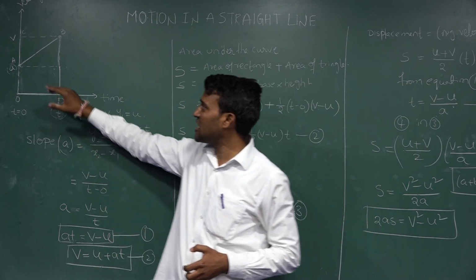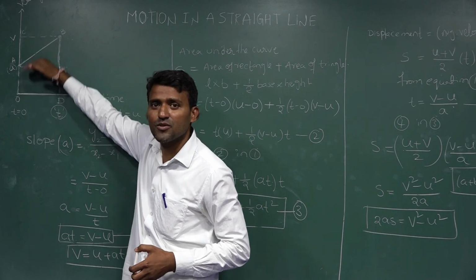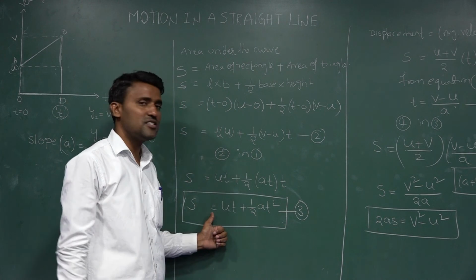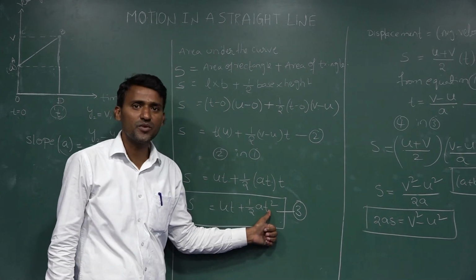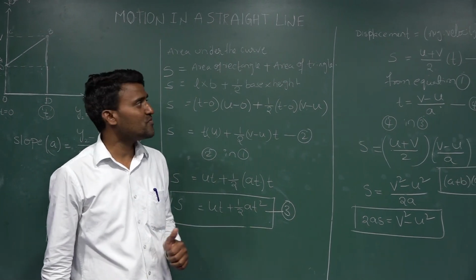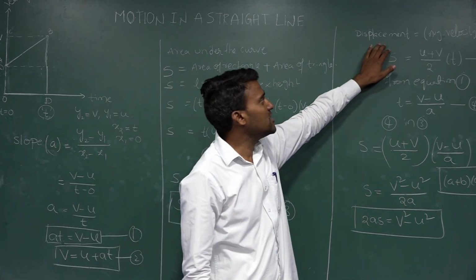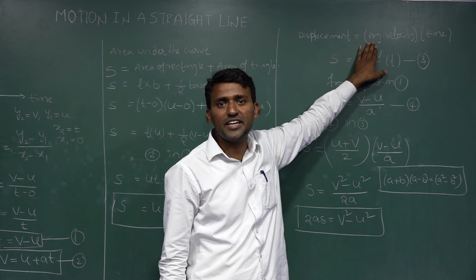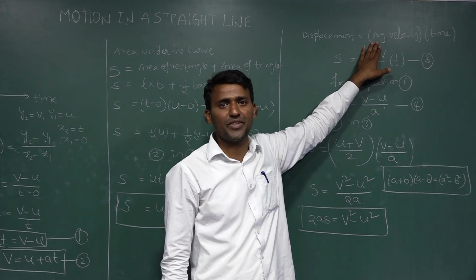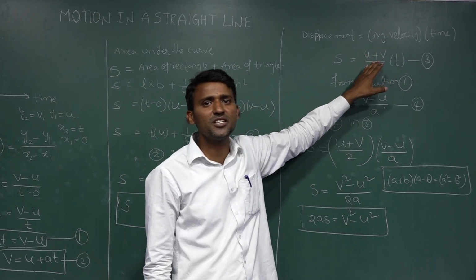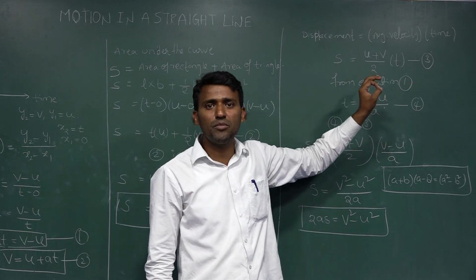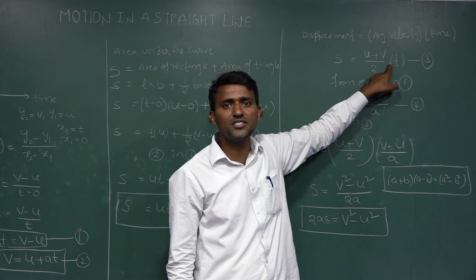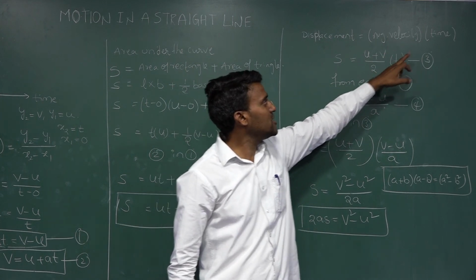And the second equation, how I proved it: the area under the curve. The second equation is the area under the curve. That equation is s is equal to ut plus half at square. That is the second equation of motion. For the third equation, simply we have written displacement is equal to velocity into time, but here instead of velocity I took the average velocity. What is average velocity? v1 plus v2 divided by 2, where v1 is the initial velocity and v2 is the final velocity, and into time.